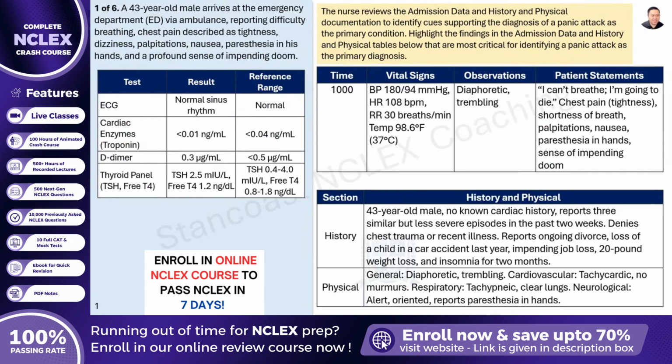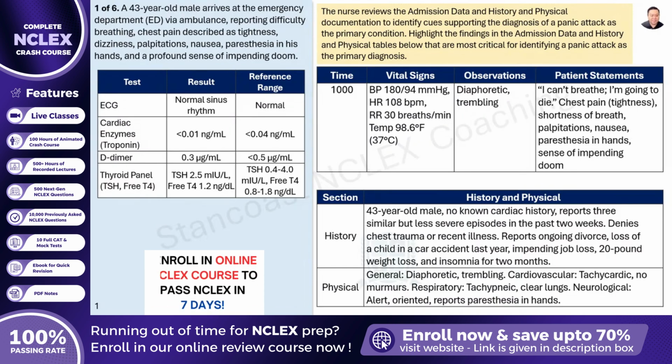So it's said here in the vital signs section, the blood pressure is 180/94, heart rate of 108 beats per minute, respirations 30 breaths per minute, temperature 98.6 degrees Fahrenheit. Patient is diaphoretic and trembling. Patient stated, "I can't breathe, I'm going to die." There's also chest pain, tightness, shortness of breath, palpitations, nausea, paresthesia in hands, and sense of impending doom.